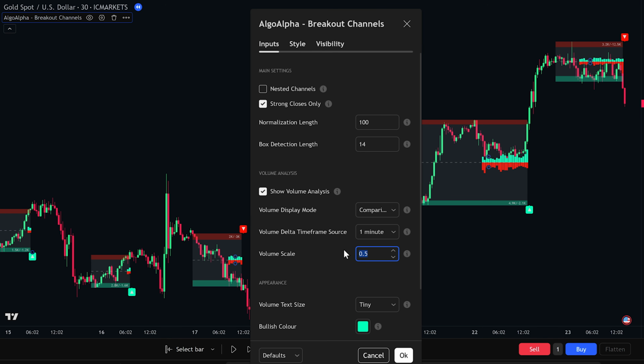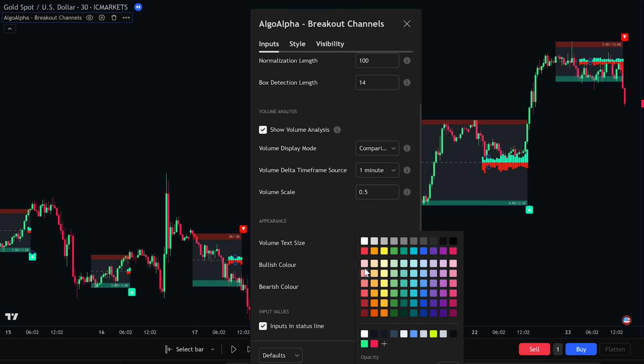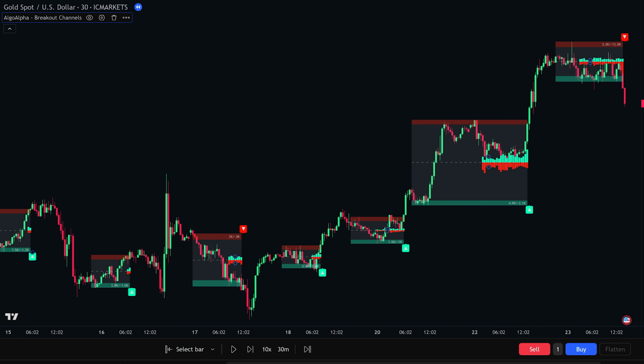0.5 is the balanced setting. Finally, under Appearance, you can change how things look. Volume text size controls how big the numbers appear. Bullish color is green and bearish color is red, but you can switch them if you'd like to match your chart theme. Once you're done, hit OK, and the breakout channels are ready to guide your trades.